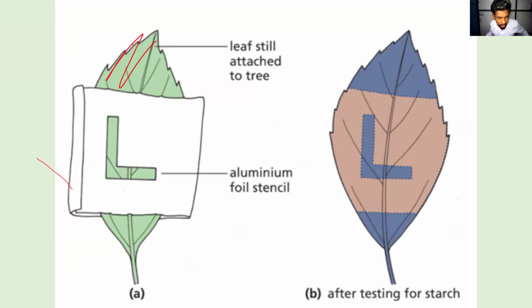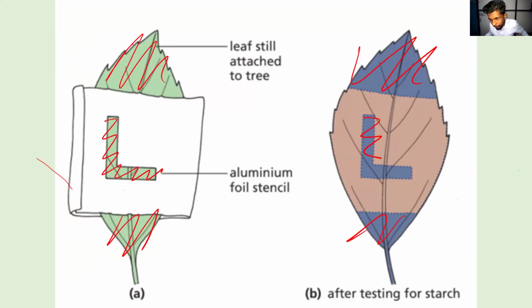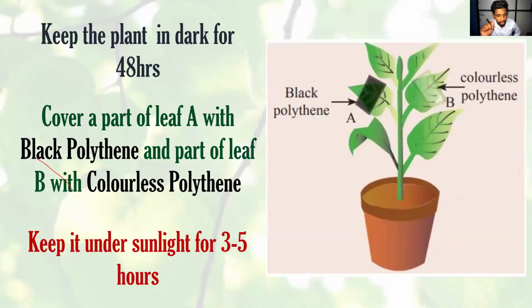Am I right? Here we have the sunlight, okay, purple color. Here we have the sunlight, so purple color. And here also we have the sunlight, so here the purple color. But in this area, we don't have the sunlight, so no starch, so no color change with the iodine. Okay. With that idea, come to this question.